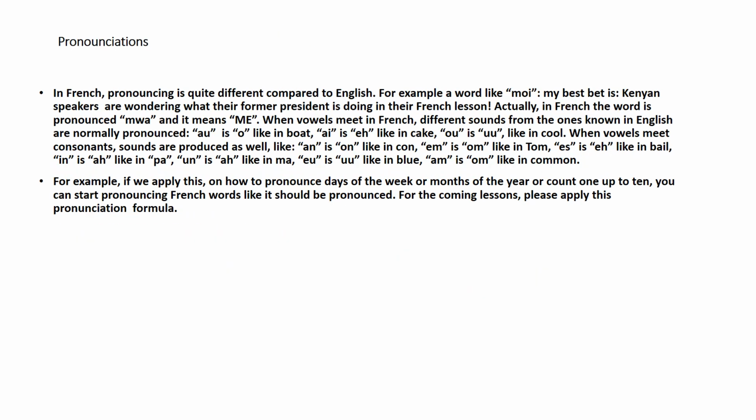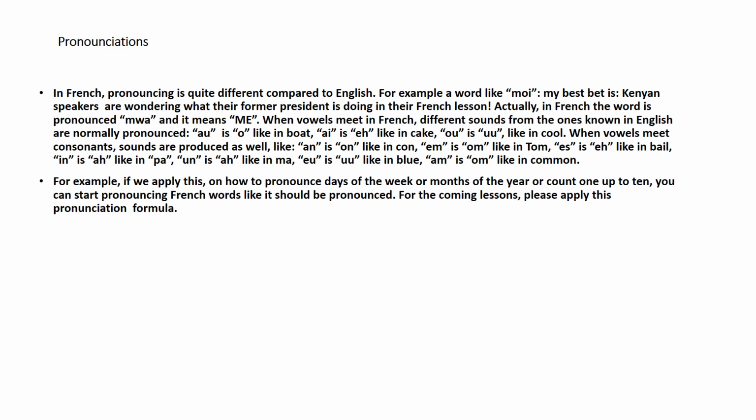Pronunciations. In French, pronouncing is quite different compared to English. For example, a word like moi. My best bet is Kenyan speakers are wondering what their former president is doing in their French lesson. Actually, in French, the word is pronounced moi, and it means me.